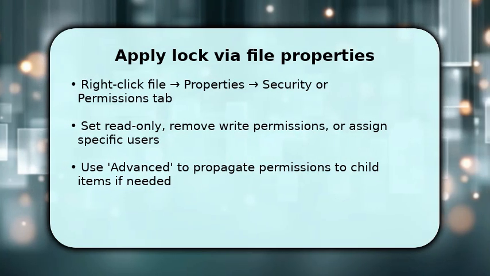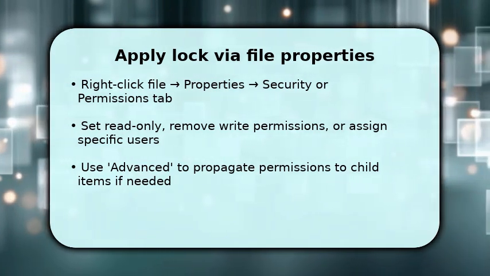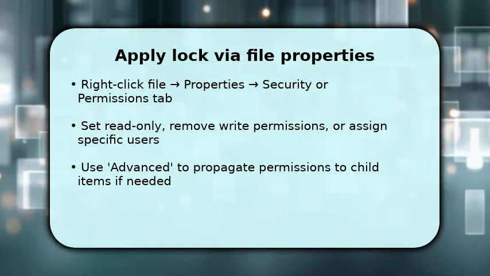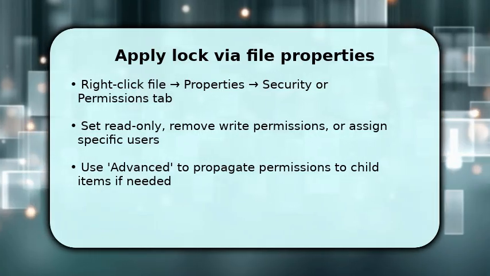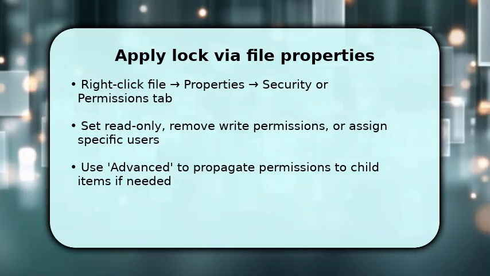Now you perform the core action. Change permissions. Right-click the file and open Properties, then go to Security or Permissions. You can mark Read Only, uncheck Write for groups/users, or explicitly deny Modify for selected accounts.